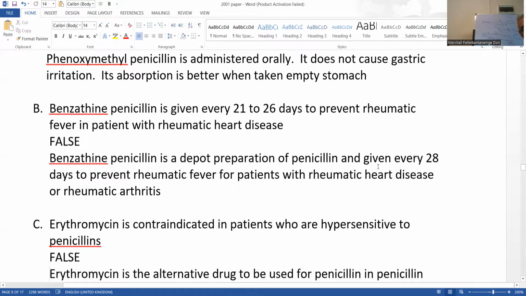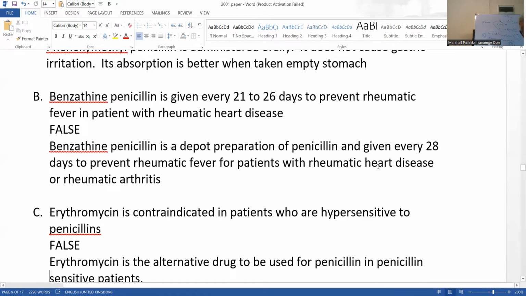B: Benzathine penicillin is given every 21 to 26 days to prevent rheumatic fever. It is not given after 21 days. It is given every 28 days. Benzathine penicillin is given every 28 days. It is not given as a treatment. It is given only as prophylaxis, just to prevent getting the streptococcus infection that causes rheumatic fever, if the patient gets frequent streptococcus infections.